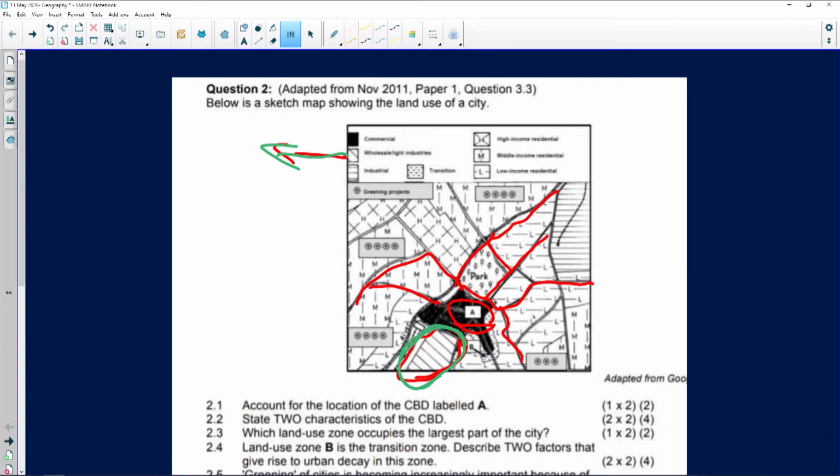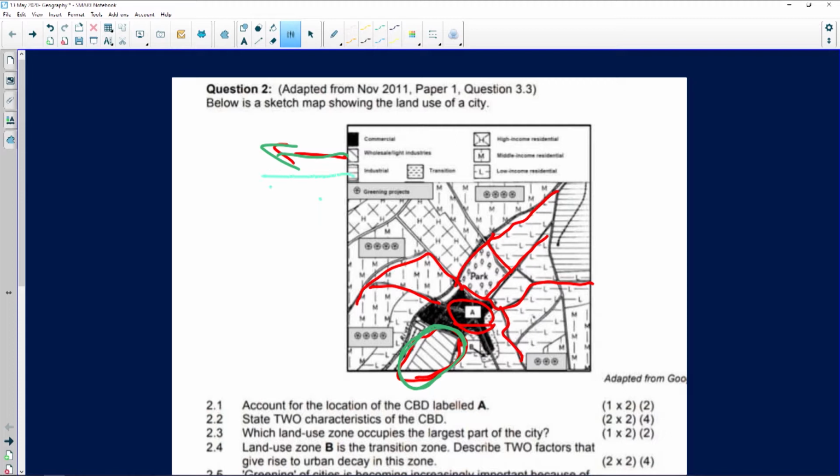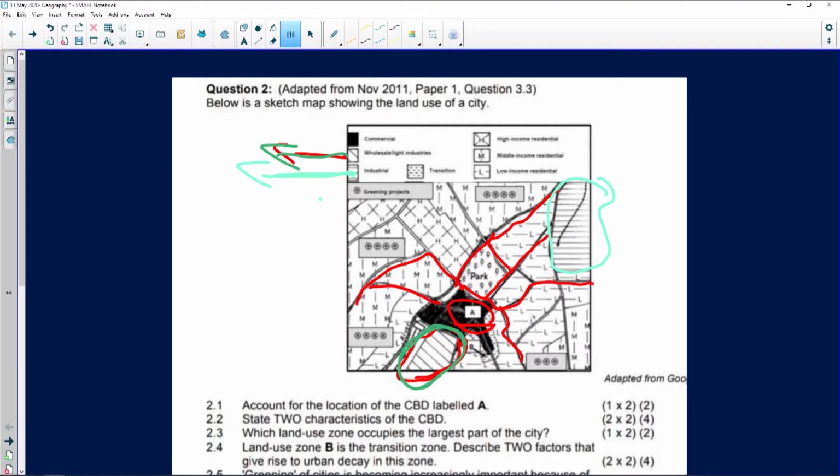Okay. Now, if you look at our next key that's being used on our map, industrial areas, as you can see, it's situated on the outskirts. Now, industrial areas are heavy industries. For instance, waterworks, coal works, and electricity works are very good examples of industrial areas.